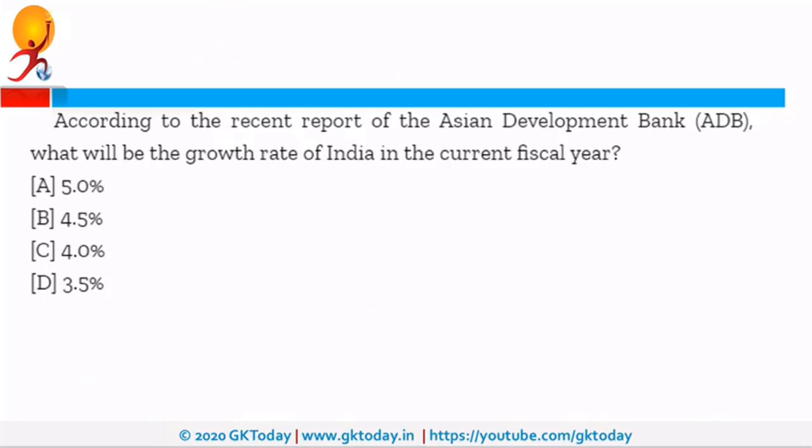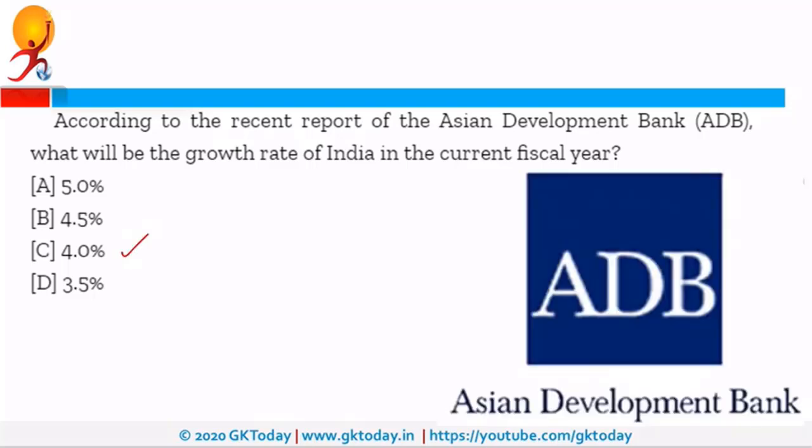According to the recent report of ADB, that is Asian Development Bank, what will be the growth rate of India in the current fiscal year? So as per ADB, the growth rate is going to be 4%. Recently, ADB released ADO, that is Asian Development Outlook. And as per this report, India is going to grow at 4%. The previous estimation was 5%. So this downgrade in the growth projection is because of Covid-19.